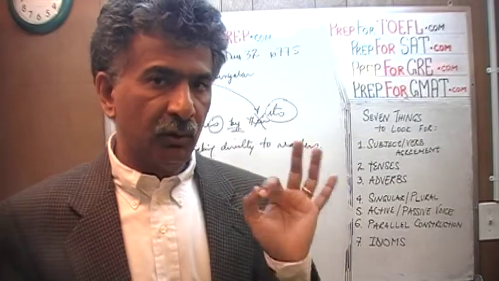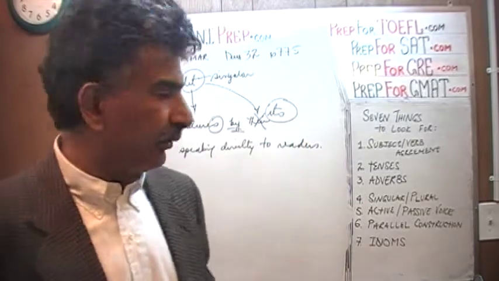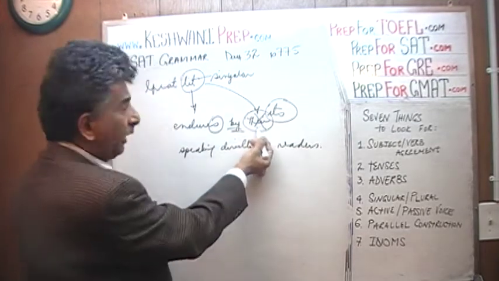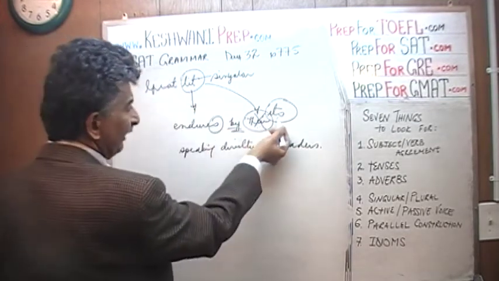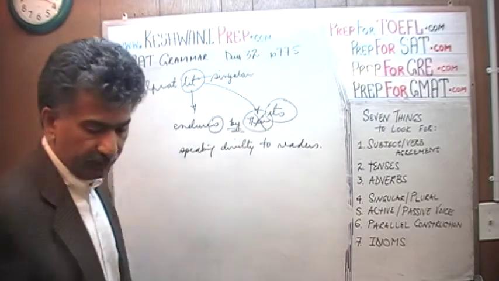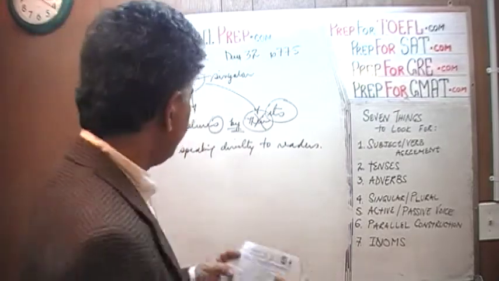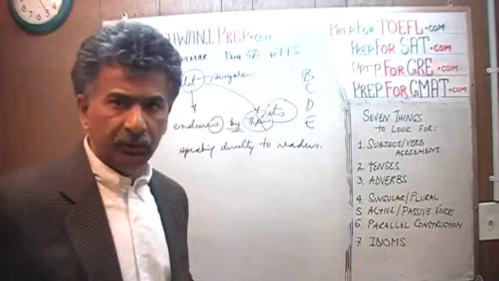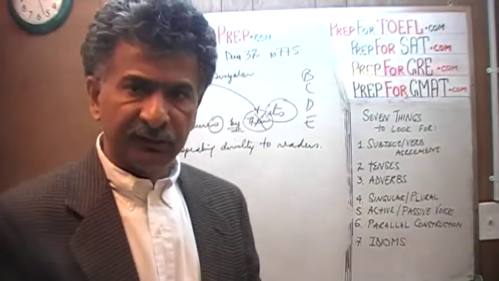The crucial thing we're looking for is this error here. It should not say "their." That pronoun is plural. Literature is singular. It should say "its." Its speaking directly to readers. Let's see what we can do. B, C, D, and E. There is no point in looking at A because A simply repeats what is stated in the sentence.